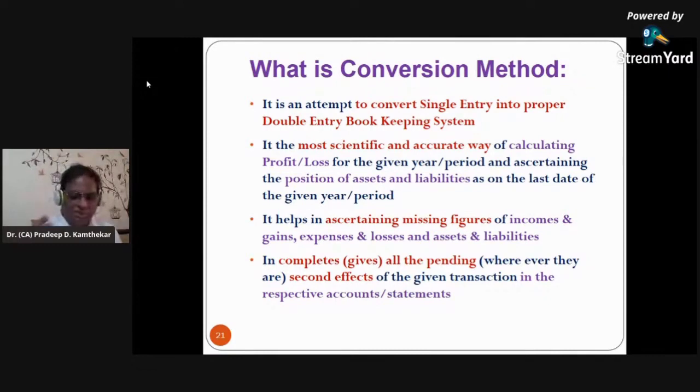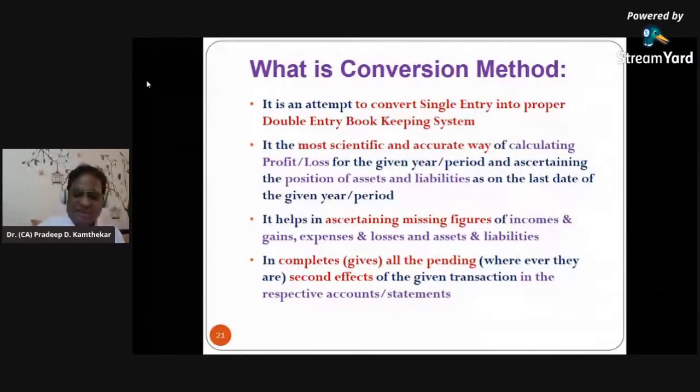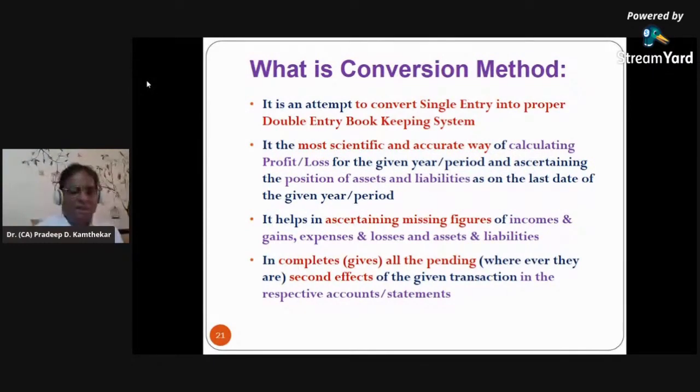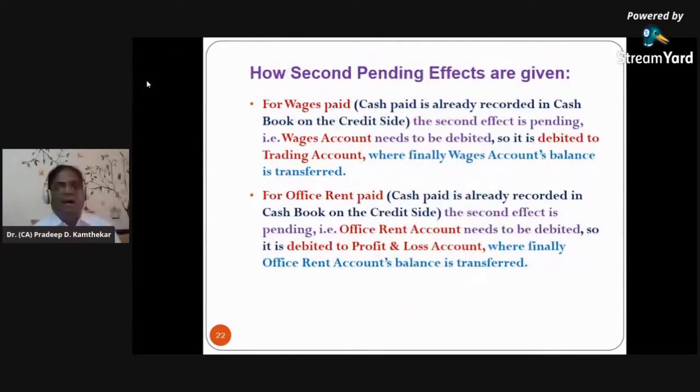If accountancy also you take from that interest, and these missing figures which are really the main thing in the single entry conversion method, you will understand this topic, and this will lay a very good foundation for your further accountancy career courses. And finally, it is a complete bookkeeping system because wherever there is any second debit or credit effect pending, this conversion method records that second effect and makes it a perfect double entry bookkeeping system. Now, how is the second effect given?